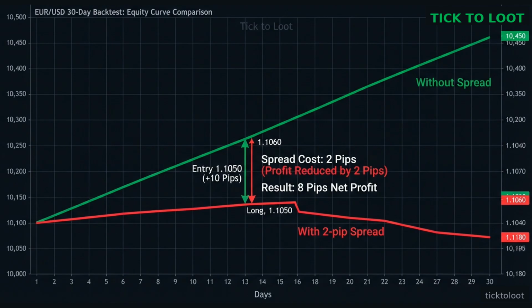The green line that assumes no spread climbs steadily, while the red line that includes the 2 pips spread flattens out and even dips on the day of the trade. Over a series of 30 trades, that 2-pip loss per trade can shave off a substantial portion of your total earnings, sometimes turning an overall profit into a break-even result.